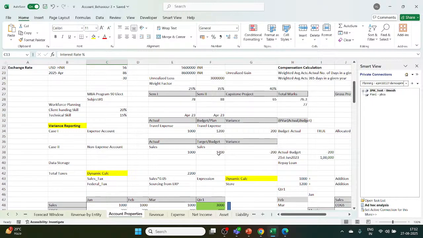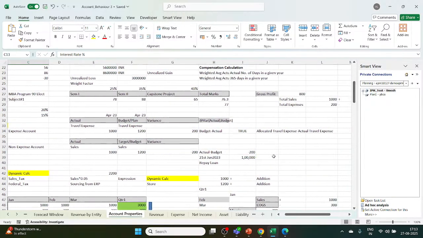We have to sell 1200 rupees of sale. It's our budget. But we sold only 1000 rupees of sale. We sold goods of only 1000 rupees. So our actual sale is 1000, but the budgeted sale is 1200. So the variance is negative. So in such a scenario we use the non-expense account.